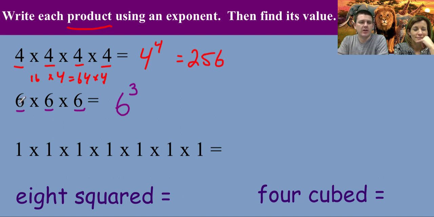See if I did my math correctly. 6 times 6 is 36. Times 6 is 216. I'll do the next one for you.